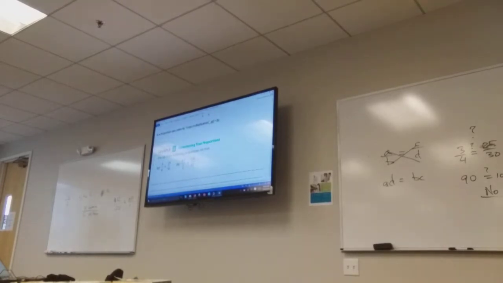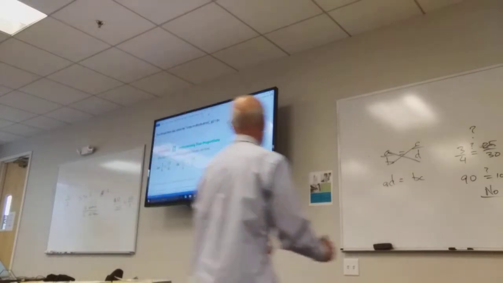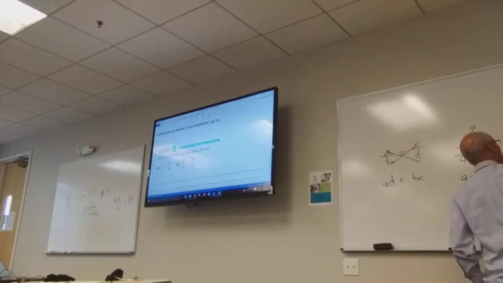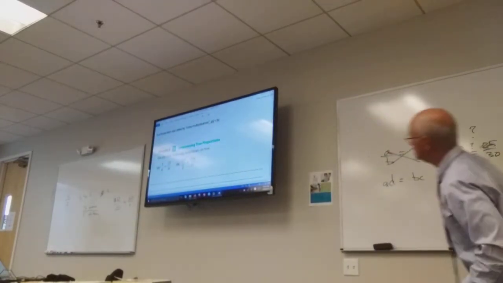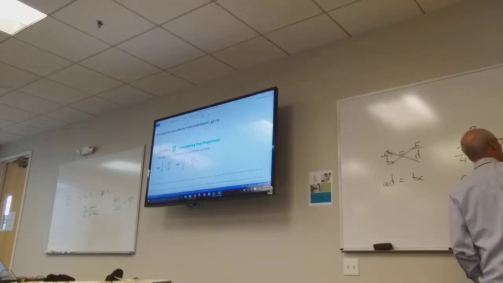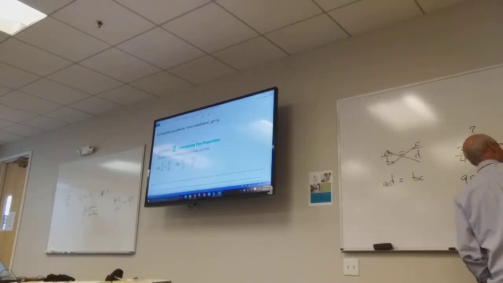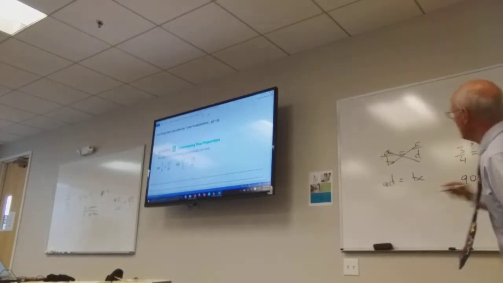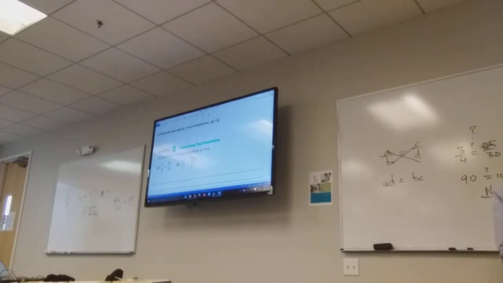If they're not equal, it's not a proportion. The second one says, is this one a proportion? 6.5 over 3/4. Remember, when you type 3/4, you got to put it in parentheses. Equals 130 over 15. Question, is it a proportion?